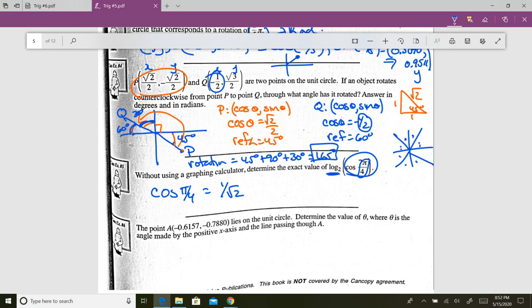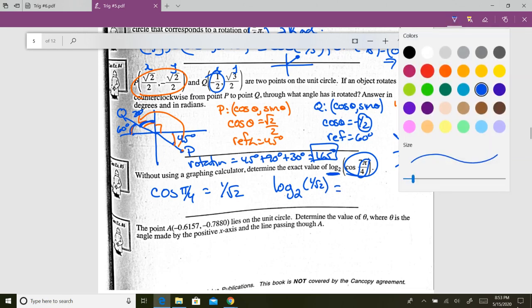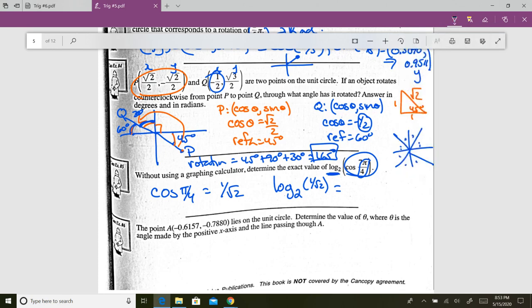So now that inside bit becomes 1 over root 2. All right, now hopefully you remember your log rules. As I hear people groaning, what I'm going to do is rewrite this 1 over root 2 as 2 to the negative 1/2. The negative because I flipped it up, power of 1/2 because it's the square root. These two numbers match. So my answer is just negative 1/2.